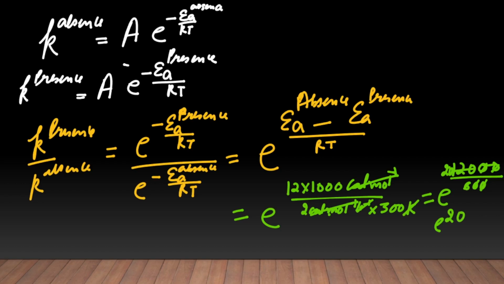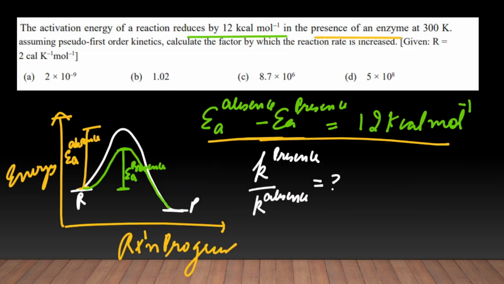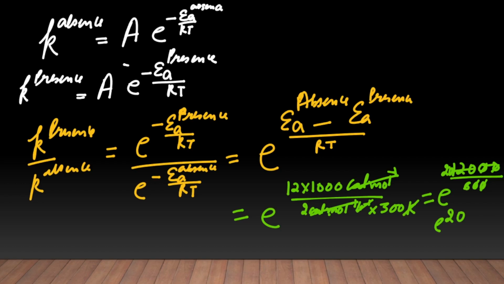On solving, you will get the value as 5 into 10 raised to the power of 8. So the answer will be option D in this case. It will be approximately 4.98 into 10 raised to the power of 8. That is, you can write it as approximately 5 into 10 raised to the power of 8.